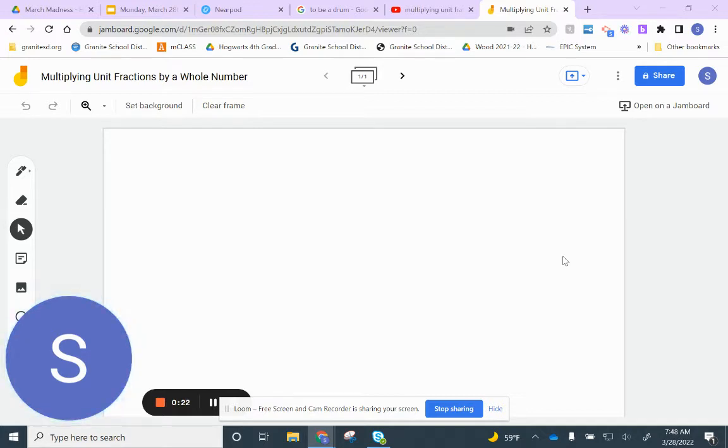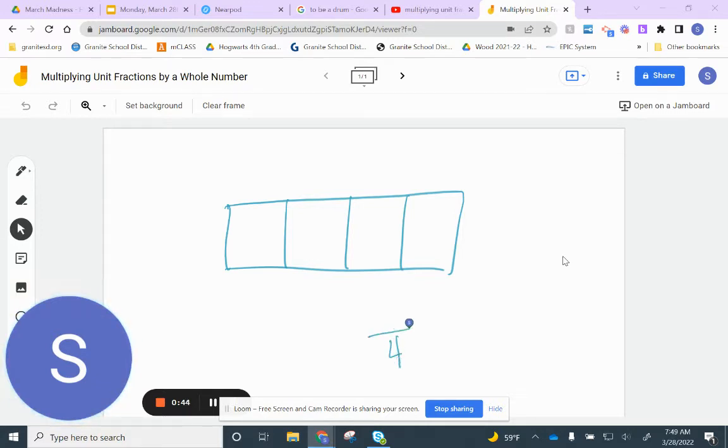So we're going to be multiplying unit fractions. So I'm going to remind you really quick what a unit fraction is. So remember, when we have a drawing of a fraction, such as we have this bar, 1, 2, 3, and we have 4. So we know our denominator is 4, and the unit fraction is one piece of that whole. So our unit fraction would be 1/4.